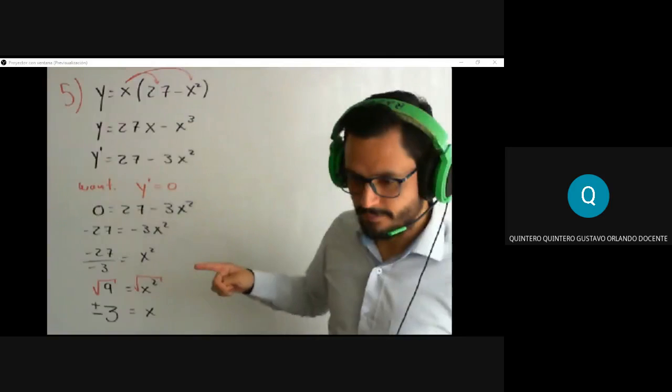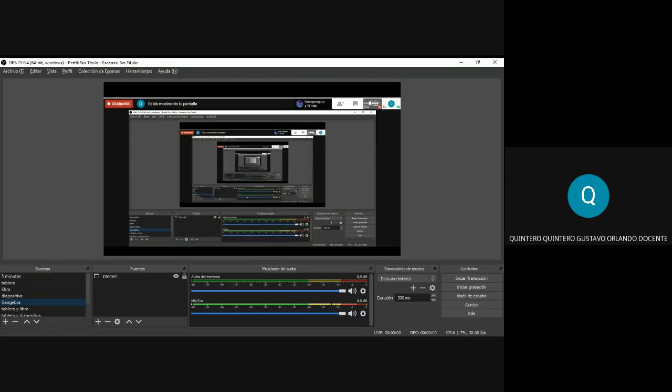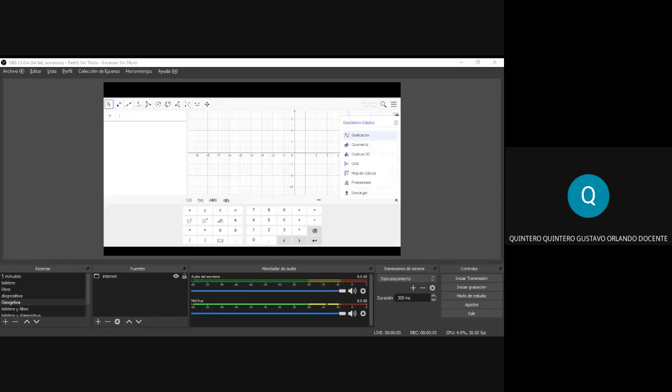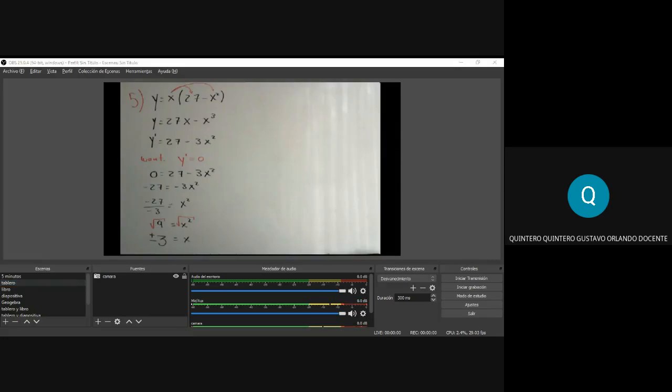0, right? Let me pass real quick to the GeoGebra. There, look at that. Remember our function? In our function, we have 2 points for which the derivative is 0. We have this one over here and this one over there. And both have coordinates in x of negative 3 and positive 3. So for now, we know those values. We know the coordinates of x as of now, right? Change again into the board.